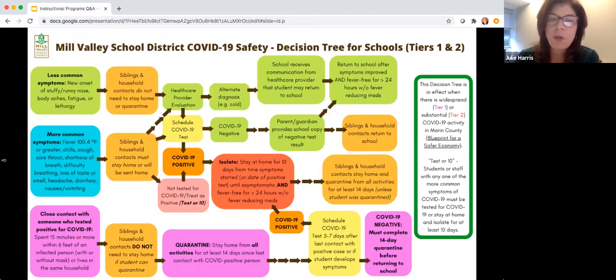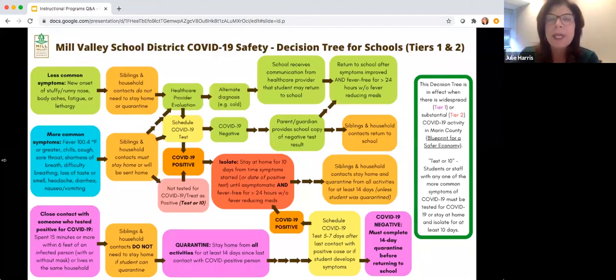Quarantine means you stay home from all activities for at least 14 days since the last contact with the COVID-positive person. Again, you can schedule a COVID-19 test, say 5 to 7 days after the last contact with the positive case. If the student develops symptoms, then you must complete the 14-day quarantine.